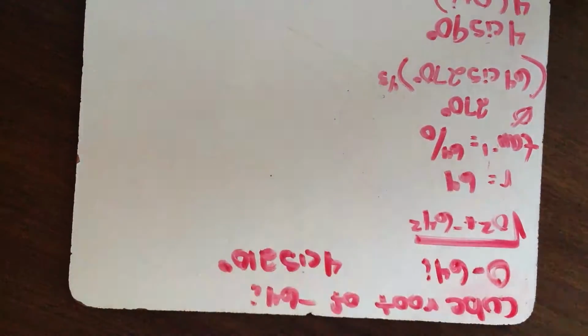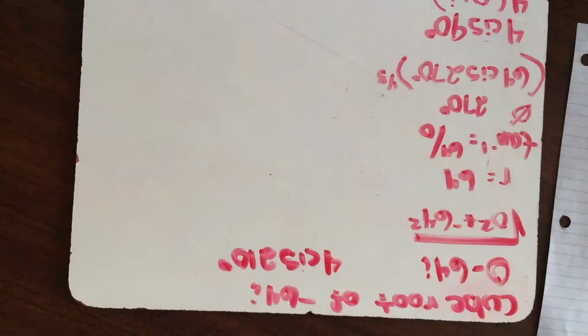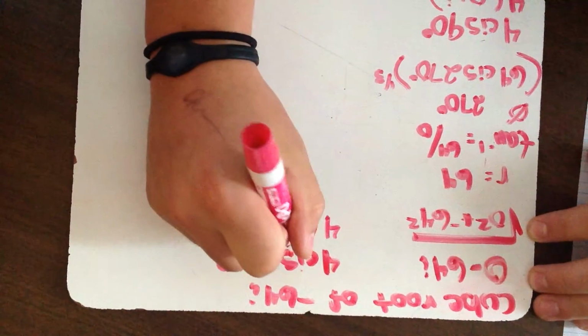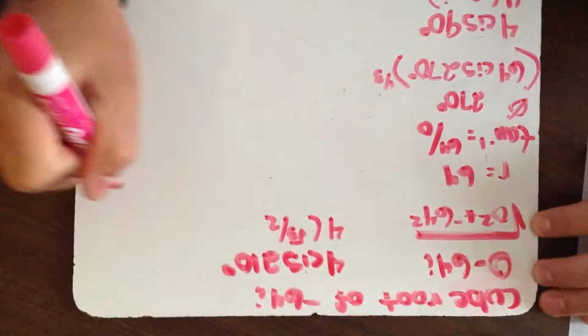let me look on my little answer sheet here. Radical 3 over 2. Good job, Hunter. Thank you.